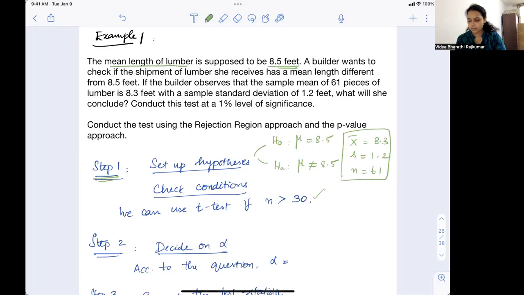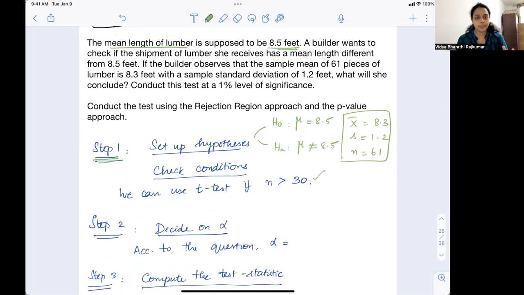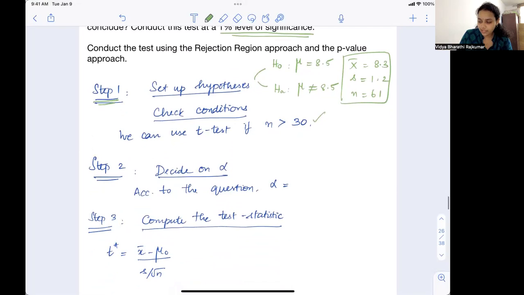The second step is to decide on the alpha. Now, in the question, we're told that we want to test this at the 1% level of significance, meaning that our threshold is now at 1%, that is alpha, or alpha is 0.01.